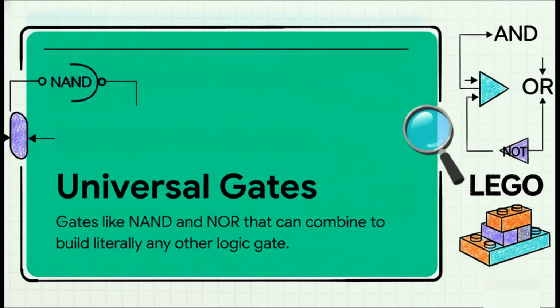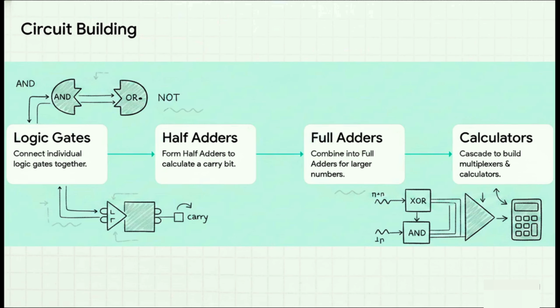By just stringing together enough NAND gates, for example, you can physically construct an AND gate, an OR gate, a NOT gate, or literally any other logic gate in existence. They form this incredibly flexible foundation for modern microchips. The math itself happens in sequential steps, forming what we call combinational circuits.